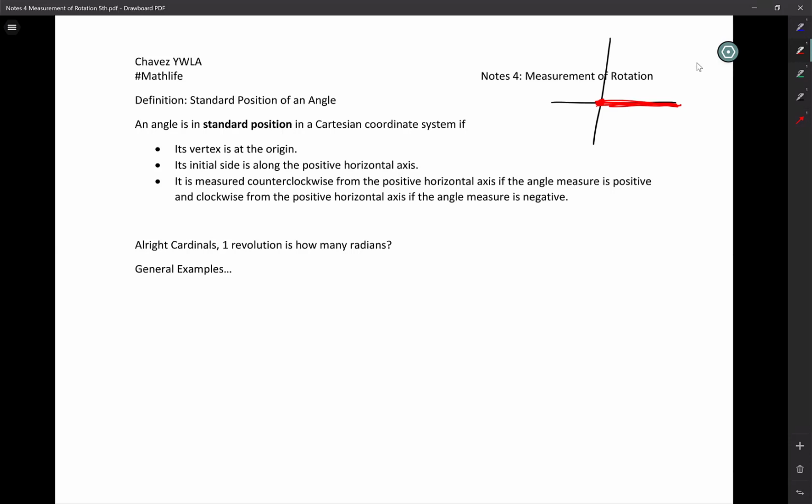Okay, Travis, what did I just read? I don't know what you're talking about. So if I have this, and I tell you that's 45 degrees, notice that I went counterclockwise.